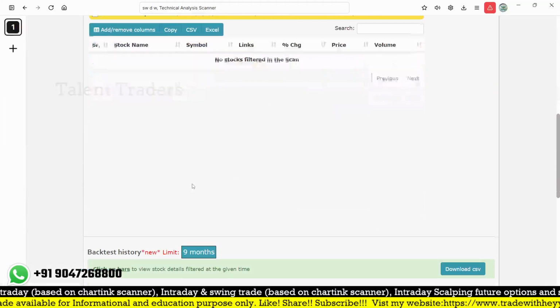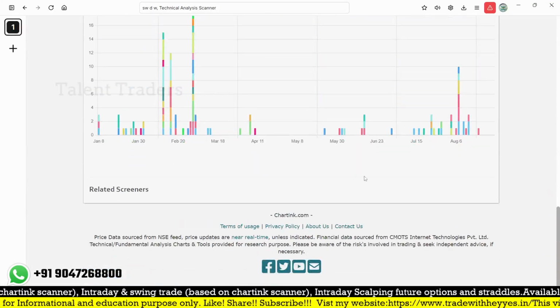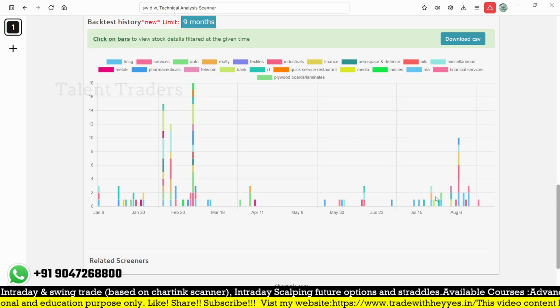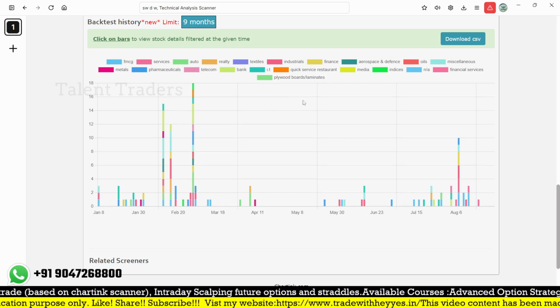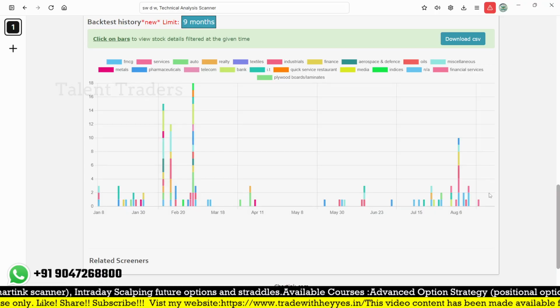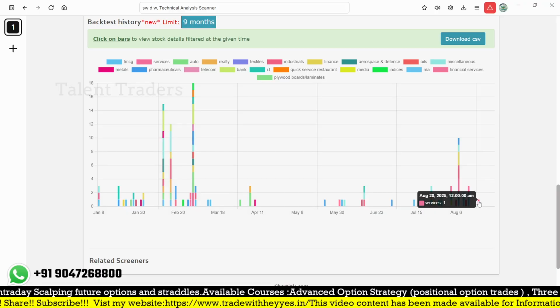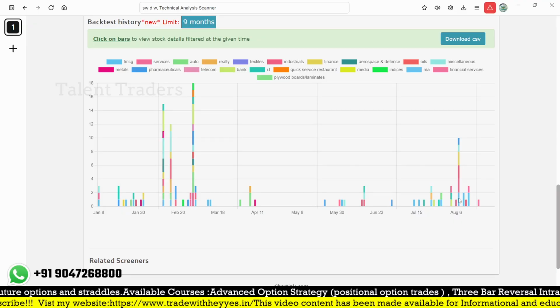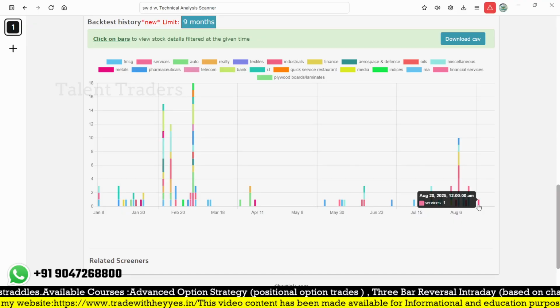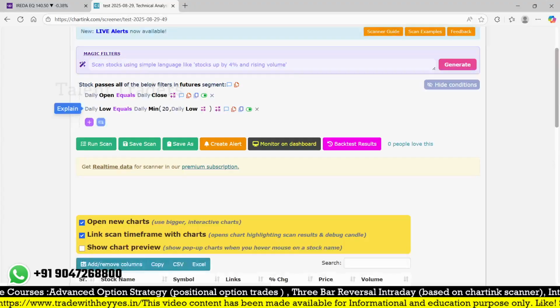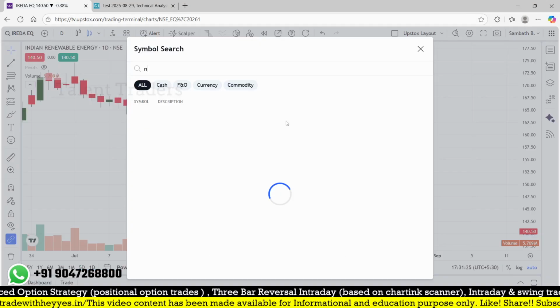So we created multiple scanners, for example one of my scanners. If the market is moving positive, we don't get many stocks. If the market is negative, we get many more stocks. For this particular swing we didn't get much, only on August 20 we have one stock, Nuvama. Let me check what is happening here.